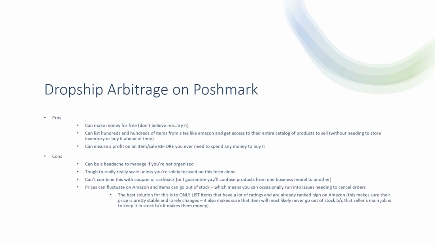But the best solution that I found, and remember, I've literally tested this, so I'm not just saying what you could do. This is what I've done. The best solution to this that you can pretty much get away with is only list items that have a lot of ratings and are already high ranked on Amazon, okay? Because this makes sure that their price is pretty stable and it rarely changes. And it also makes sure that the item will most likely never go out of stock because that seller's main job is literally to keep it in stock because it makes them money, okay? So that's the pros and cons of dropship arbitrage. If you want to see a tutorial, I'll drop that at the bottom of the description, okay?